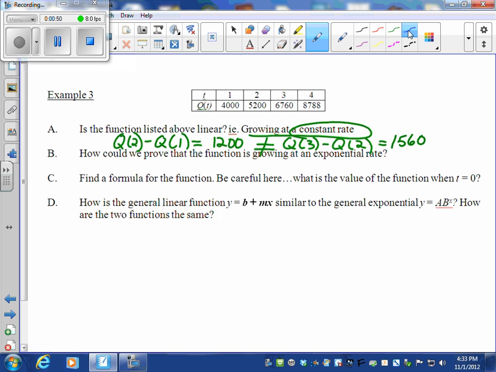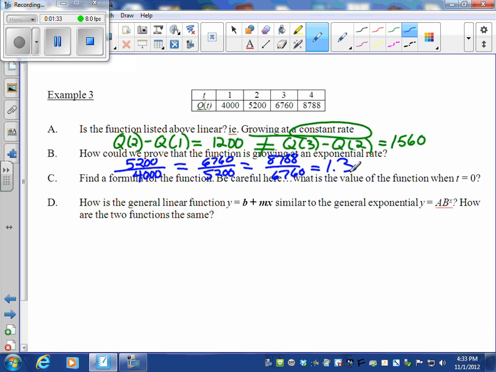Well, exponentials have constant ratios. So 5200 divided by 4000 should be the same thing as 6760 over 5200, which should be the same thing as 8788 over 6760. We hope. Okay? So you can check those 3 fractions in your calculator. And hope of all hopes is that it ends up being around a 30% increase. And in fact, I think they are. At least I tried to write it so they would be.